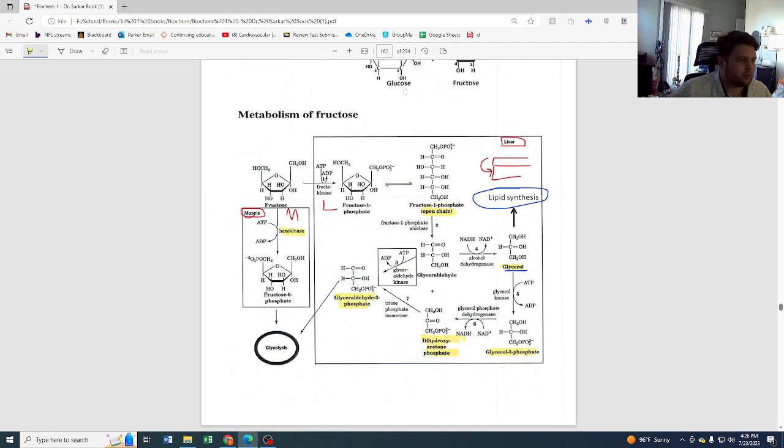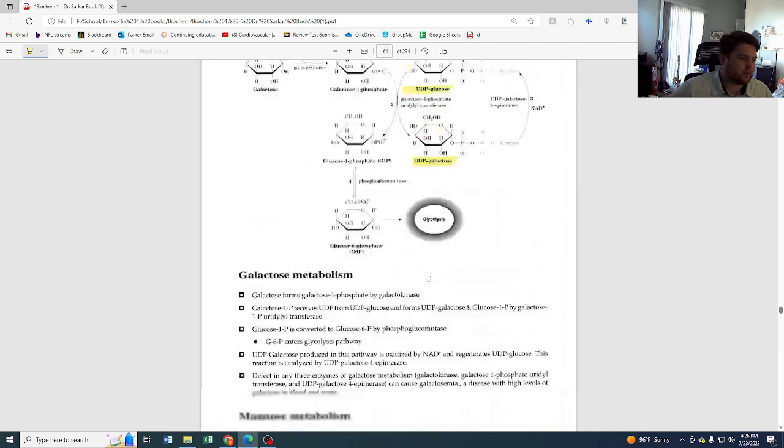Here we go, right in here. See? So we can have the lipid synthesis, and this can go the other way with the glycerol 3-phosphate, the dihydroxyacetone phosphate, the glyceraldehyde 3-phosphate, and then plugging back into glycolysis. And that happens, again, we're talking about in the liver.